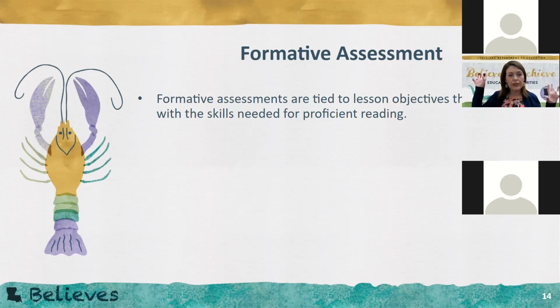The universal screener gives you a big overview. The diagnostic assessment gives you specifics on where they're breaking down in their path to reading proficiency. But the formative assessment gives you that day-to-day information that you need, such that when you get to the diagnostics or the screeners, like I said, you're going to be able to predict exactly where they are.